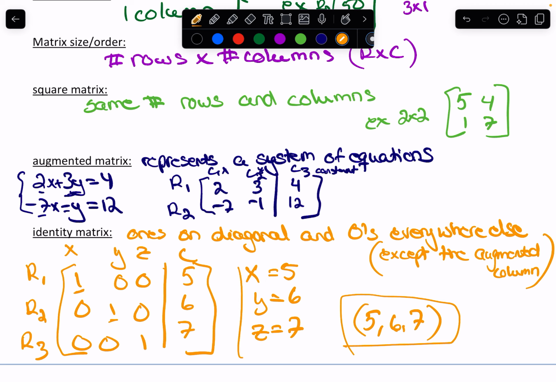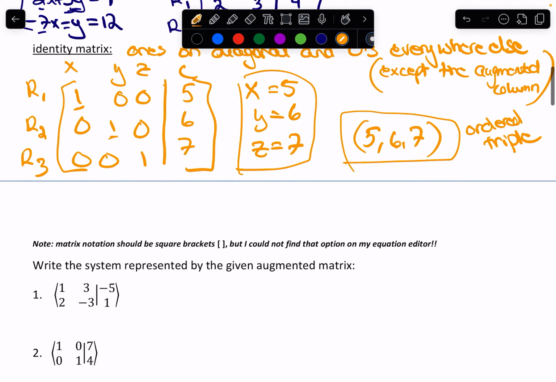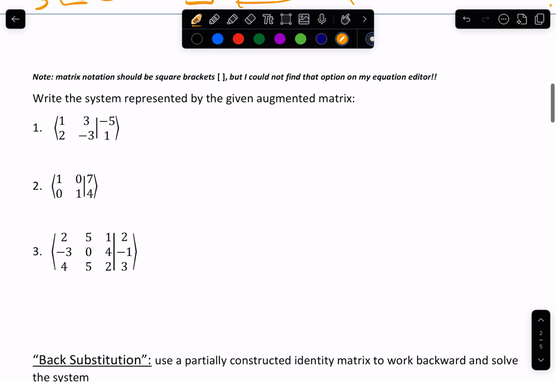So there's two ways of writing it. I wrote it as x equals and so on, and then I wrote it as an ordered triple, because we've got x, y, and z. Okay, so let's move on. Note matrix notation should be square brackets, but the equation editor did not do that here. So every single one of these should be a square bracket, like that.